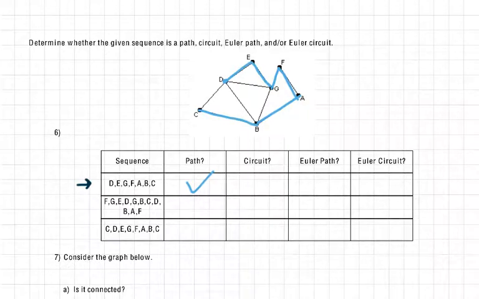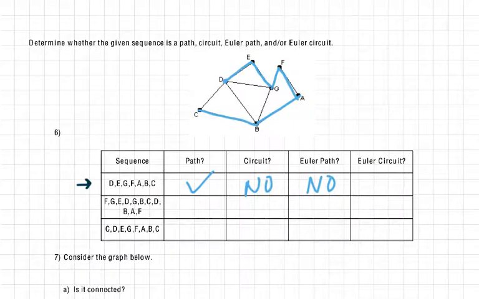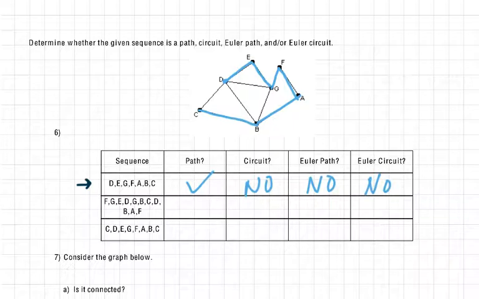It goes through a sequence of adjacent vertices and the edges connecting them. It is not a circuit because it did not start and end at the same vertex. It is not an Euler path because it does not go through each edge of the entire graph exactly once. And so therefore, if it's not an Euler path, it therefore cannot be an Euler circuit either. All right, let's look at the next one.